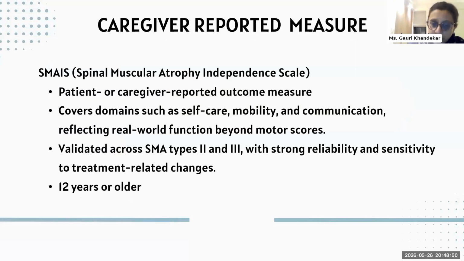SMAIS is the Spinal Muscular Atrophy Independence Scale. If the patient is able to answer, you can ask them, or the caregiver. The domains covered are self-care, mobility, and communication. It is validated in SMA types 2 and 3, with strong reliability and sensitivity. It can be used for 12 years and older.